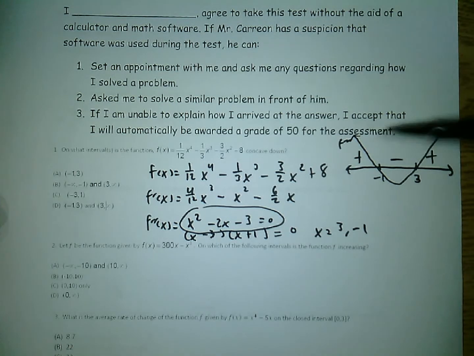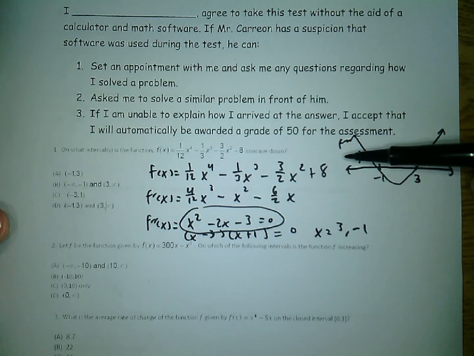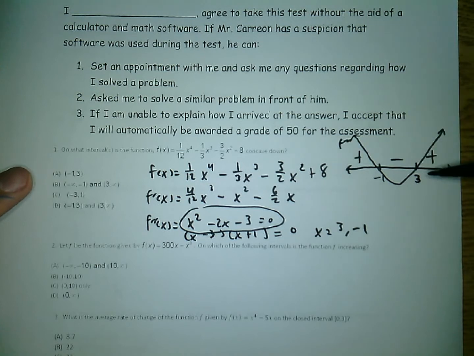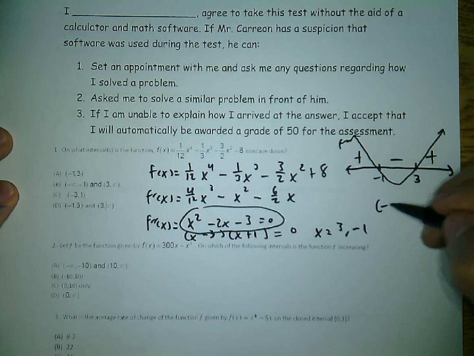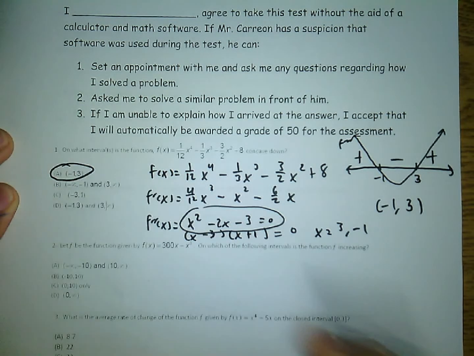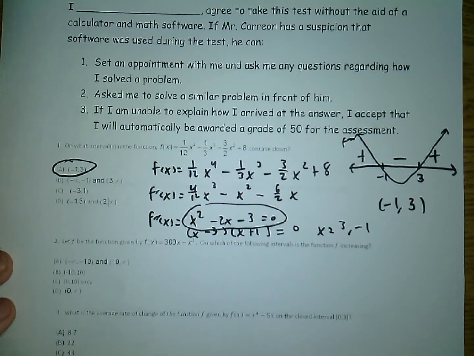So this is the graph of the second derivative, which means that anywhere the second derivative is positive, the original function is concave up, and anywhere the second derivative is negative, it is concave down. So according to this, you're concave down between negative 1 and 3. That gives us option A.